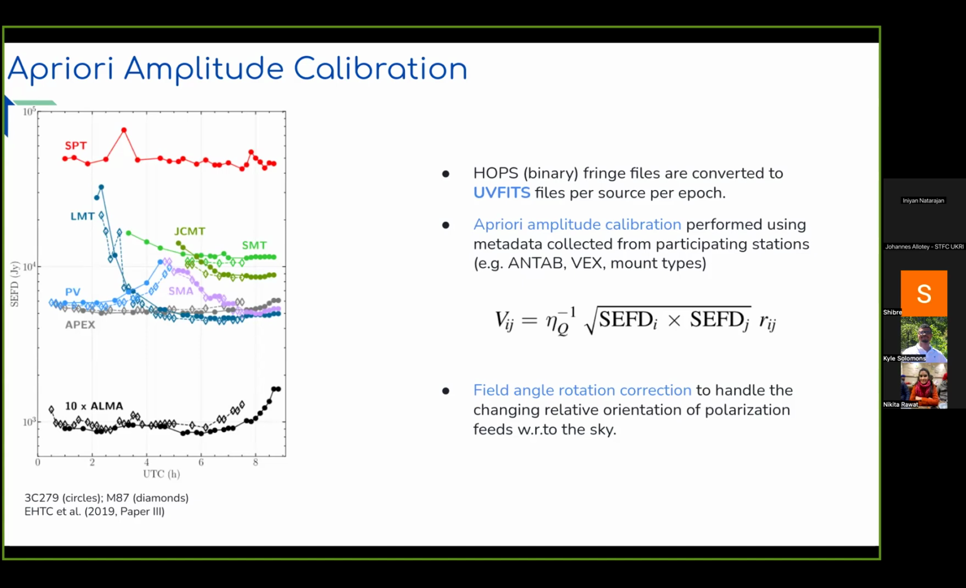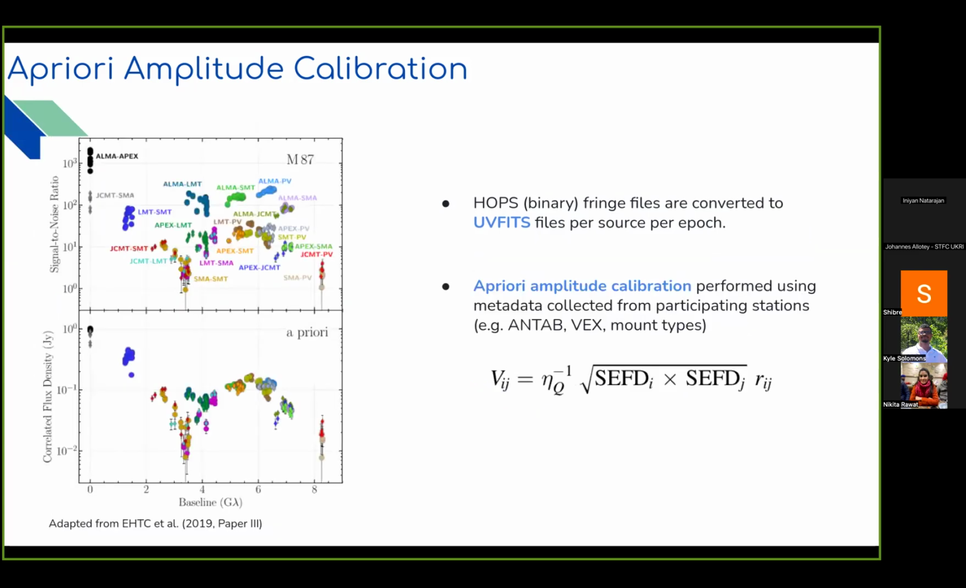And the VEX files or schedule files tell you at what times the observations were conducted, and the mount types. The station mount types are also necessary to correct for the fact that certain stations may rotate with respect to the sky, and you need to correct for this factor before you can average your data. So all of this information goes into computing what's called the SEFD, which is used to scale up the visibility amplitudes.